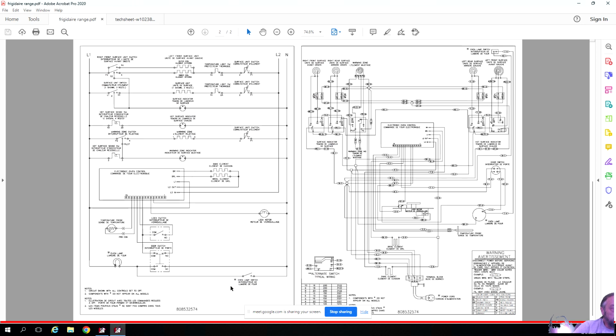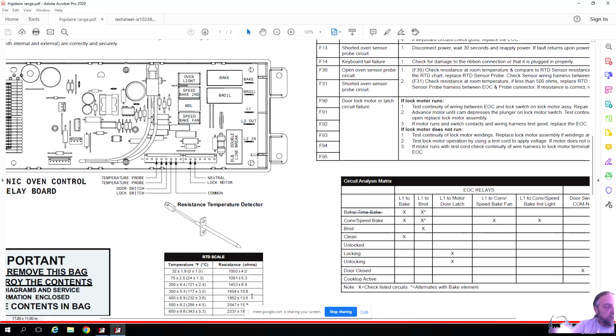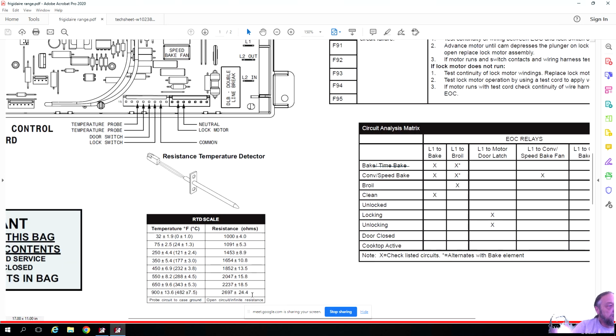So this is what the legend tells us. The legend here tells us the oven sensor. If I can zoom in a little bit on that, it tells you this oven sensor here is 1,000 ohms at 32 degrees. So you find that in the legend. Just so you guys know, if any of you are familiar with oven sensors, most of them at room temperature read about 1,050 to 1,100 ohms.